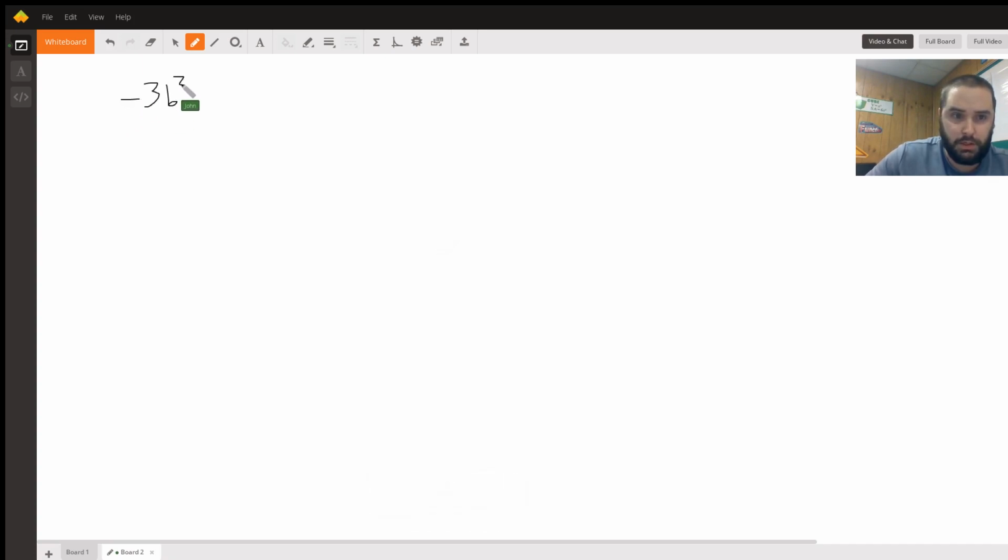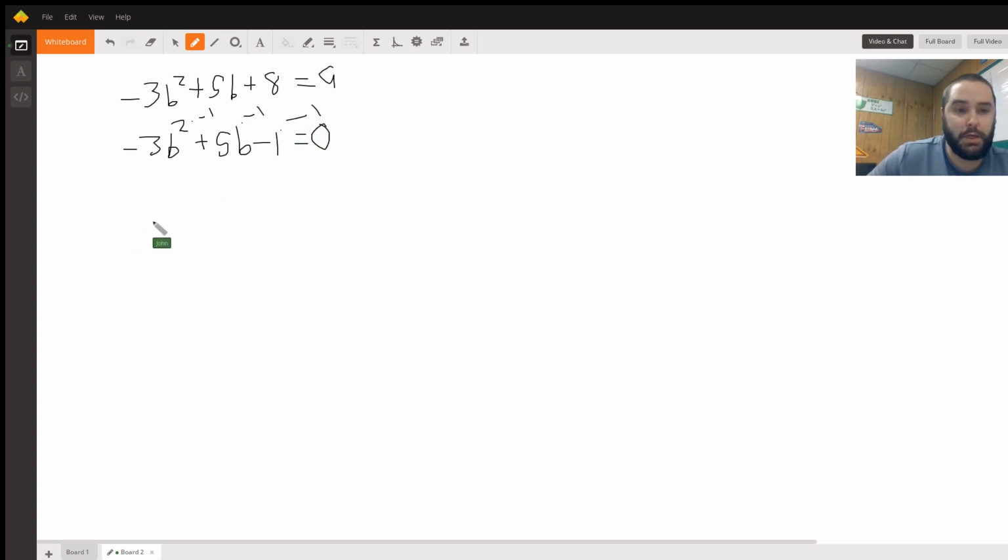So that's negative 3b squared plus 5b plus 8 equals 9. So that's negative 3b squared. If we move the 9 over, that's plus 5b minus 1 equals 0. But I like making sure that the leading coefficient is positive. So if we want to solve the quadratic, we multiply by negative 1. So this will have the same values of b as just positive 3b squared minus 5b plus 1 equals 0.